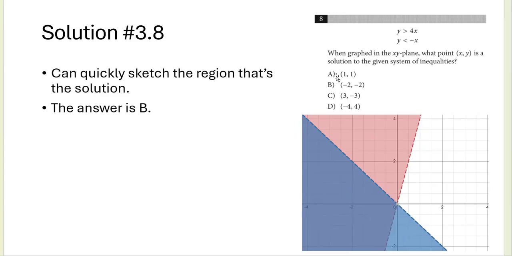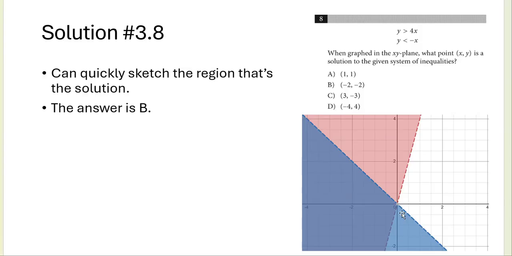So now let's look at the points. 1, 1 is over here, doesn't satisfy either. -2 is over here. It's fine, right? It's in the region that we want. How about 3, 3? 3, 3 is over here. Nope. Or it'll be off the page, but nope. Still, -4, 4. It's right on the border. So we don't include it, okay?